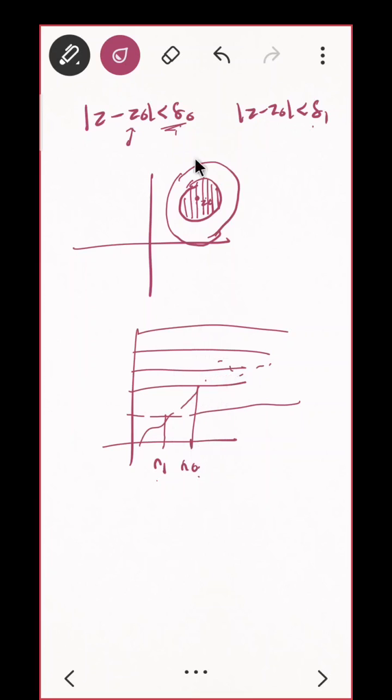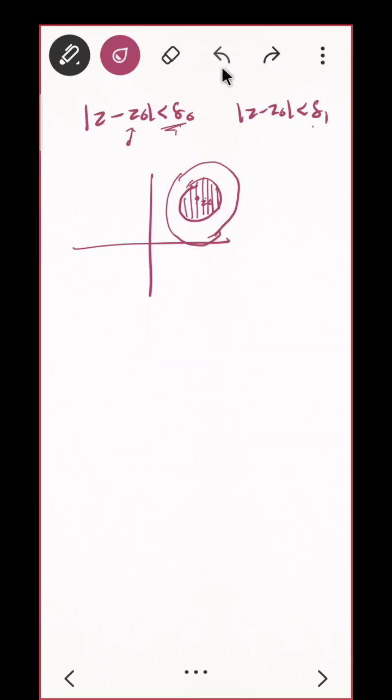If you remember this from sequences, I'll not go into that part. Let us stick to this one only first. Now let us choose delta equal to the minimum of delta naught and delta 1. See, these definitions will be helpful once you go for higher mathematics. There nobody will ask you, you just have to write it quickly.